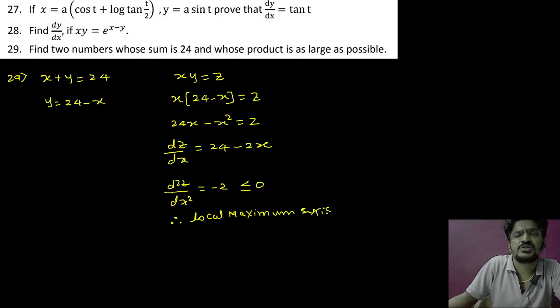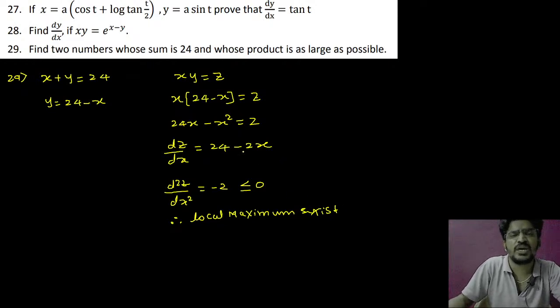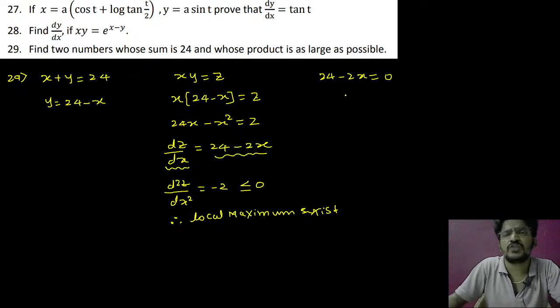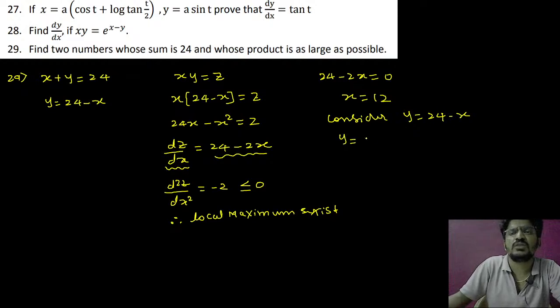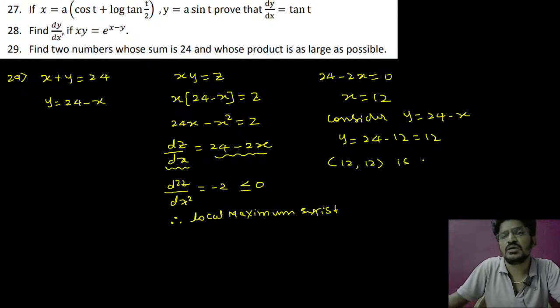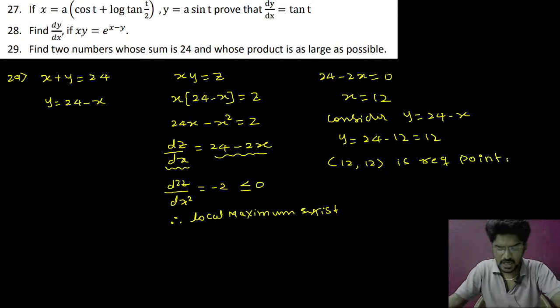Okay, so now take dz by dx equal to 0. That is 24 minus 2x equal to 0. Therefore x will be equal to 12. Consider the equation y equal to 24 minus x. So now y will be equal to 24 minus 12, which is 12. Therefore 12 comma 12 is the required point.